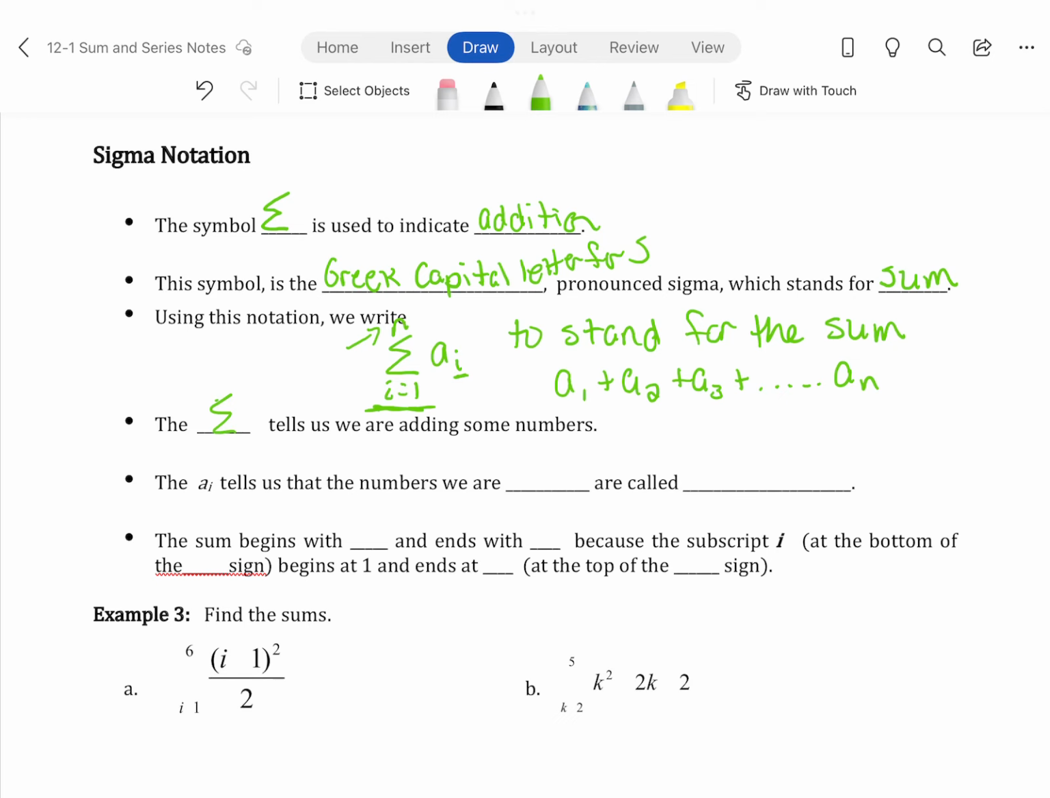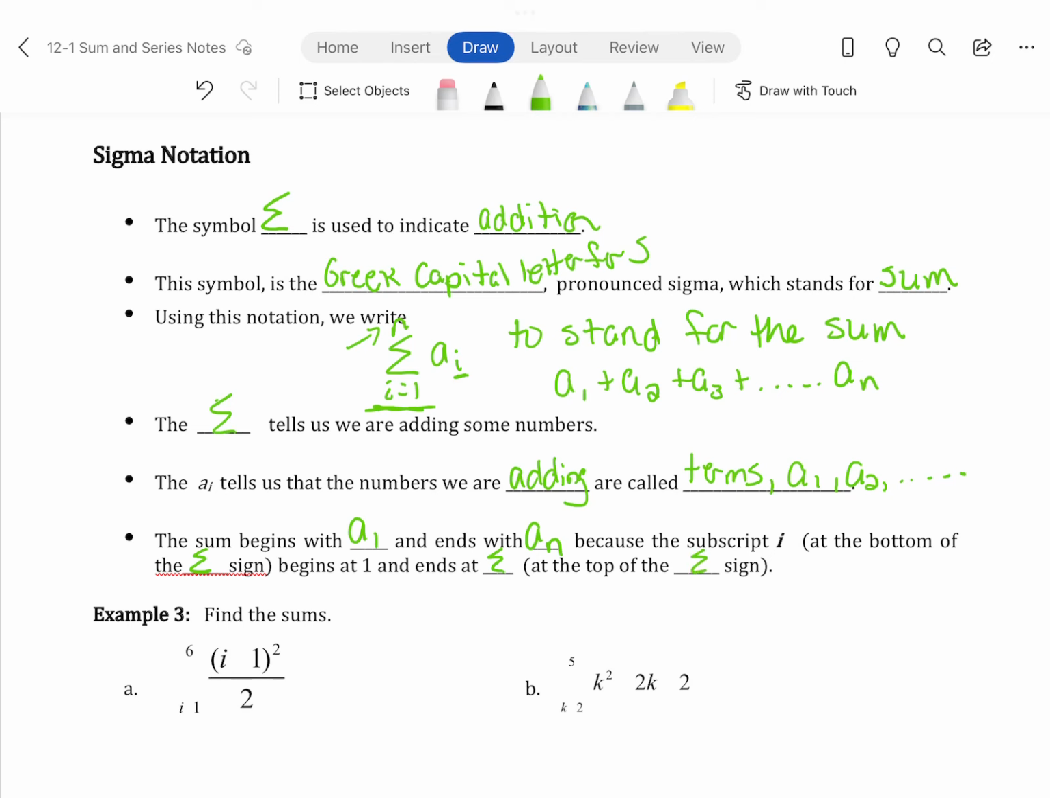The A_i tells us that the numbers we are adding are called terms, which remember are your A1, A2, and so forth, and so on. The sum begins with A1 every single time and ends with A_n. Okay, the sum is going to begin at the bottom, whatever that bottom number is. Usually it's 1, but if the bottom number is a 0 or a 5, it starts with whatever that is, and goes to whatever our top number is in our sigma notation.